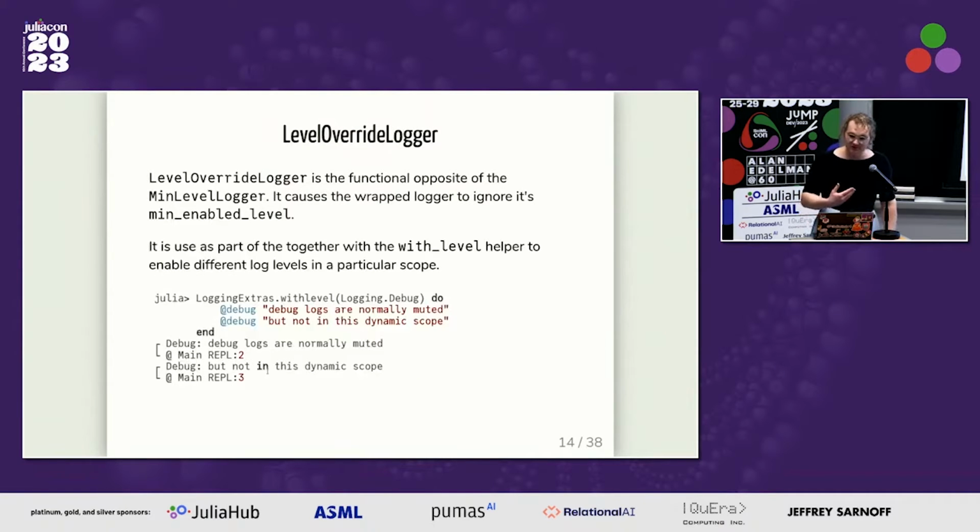Then we have the level override logger. So the level override logger is the opposite of min level logger. So by default, Julia has min level set to info. It never shows you debug logs, but maybe you'd like to show debug logs for some bit. So LoggingExtras.with_level is a helper that just uses the level override logger in order to override the level setting. So you can do that, and we can see that here it actually does print the debug logs just inside this block, which can be useful.